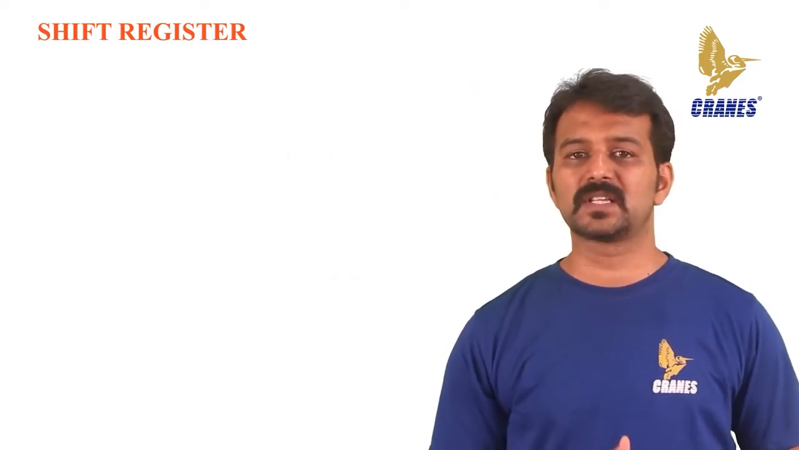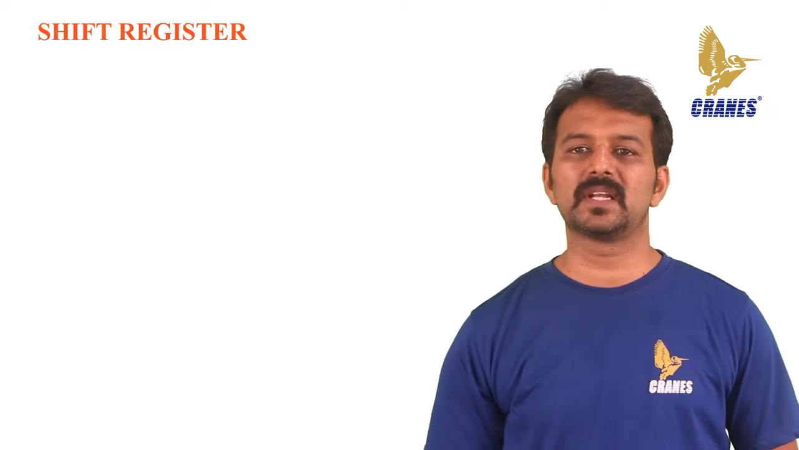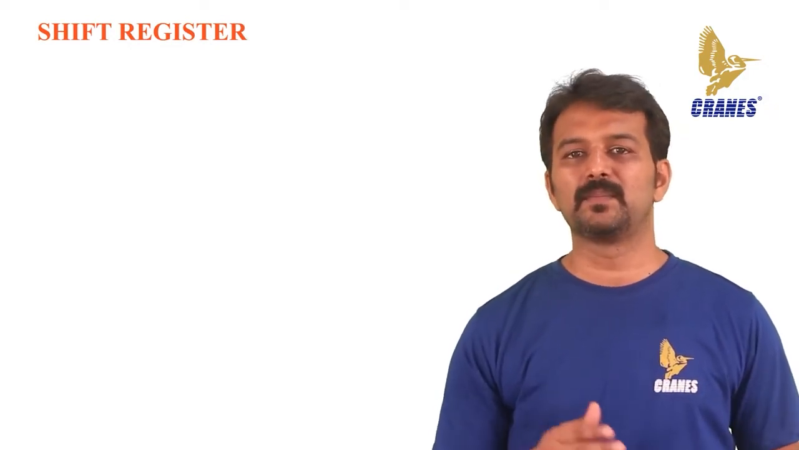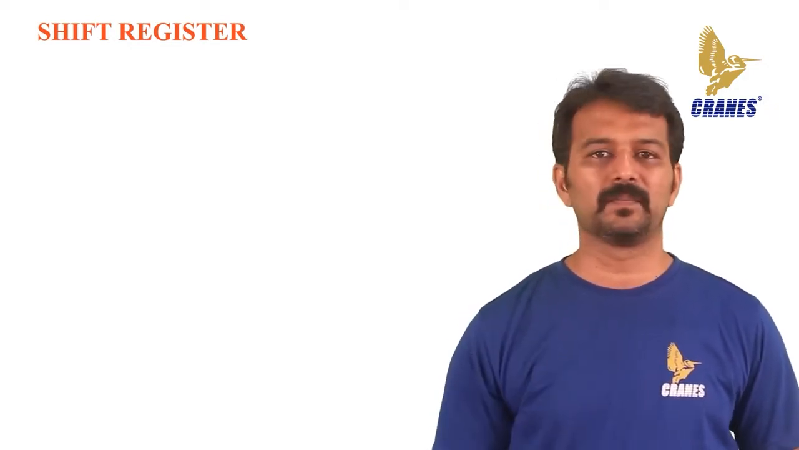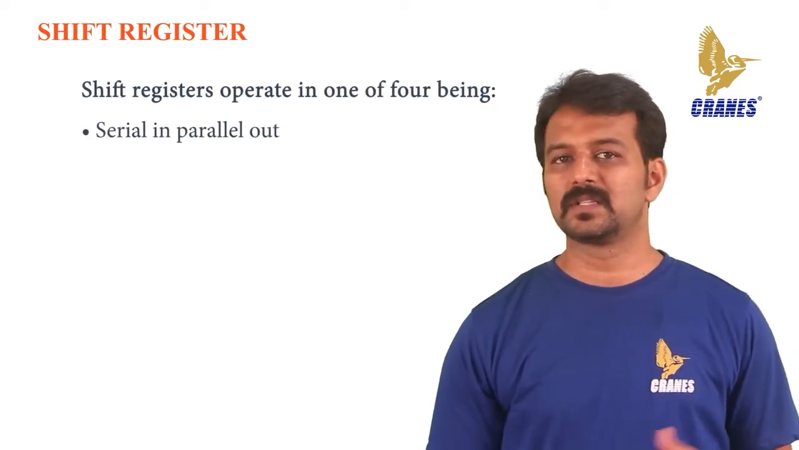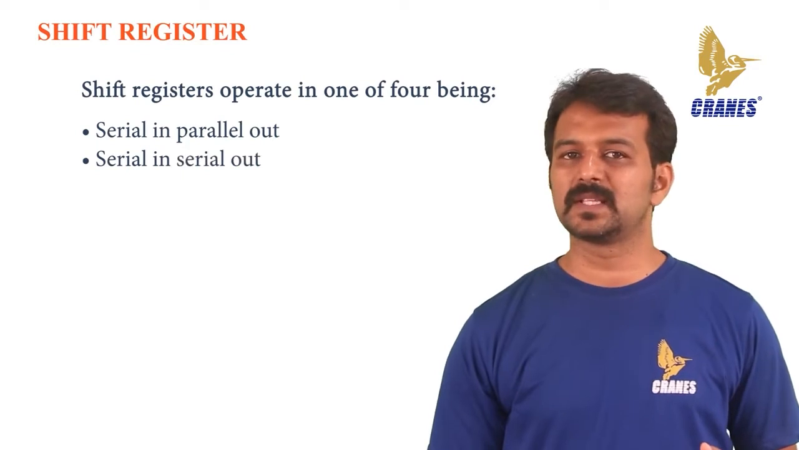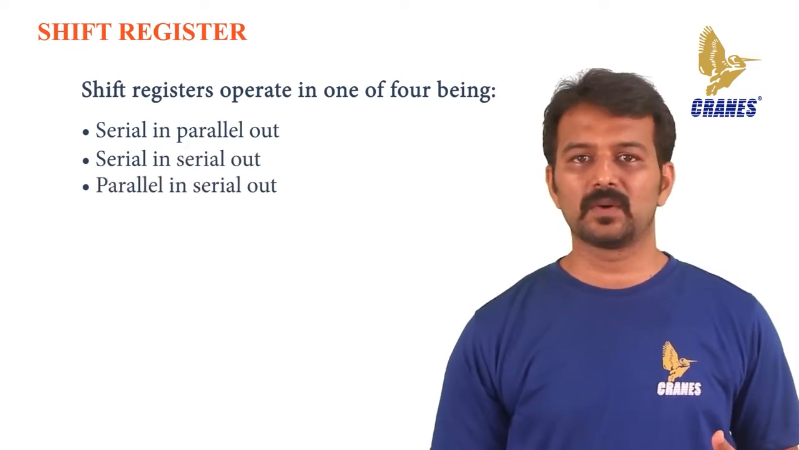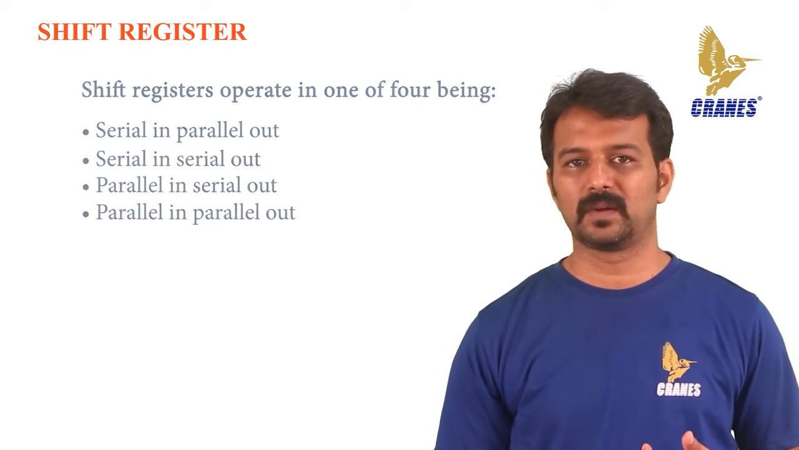Shift register ICs are generally provided with a clear or reset connection so that they can be set or reset as required. Generally, shift registers operate in one of four modes: serial in, parallel out; serial in, serial out; parallel in, serial out; and parallel in, parallel out.